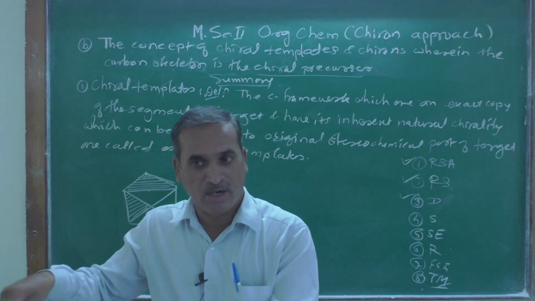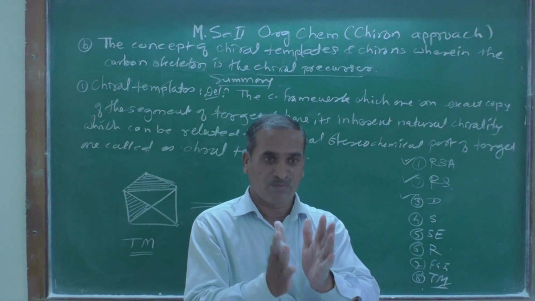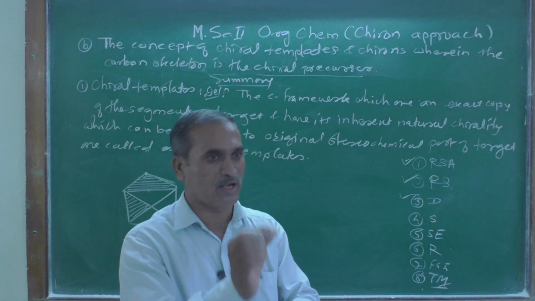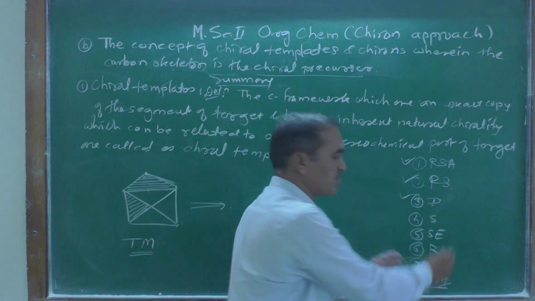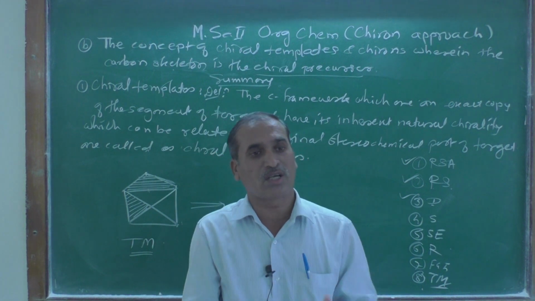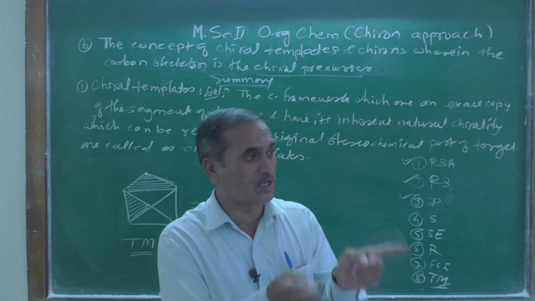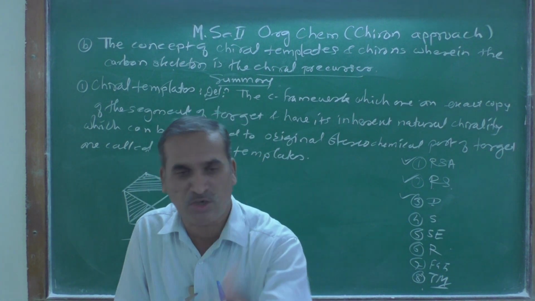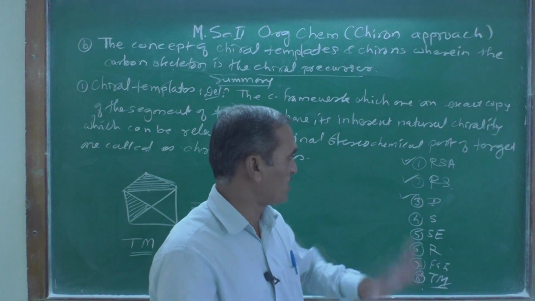We are not going to go anywhere randomly. We are fixing our route. We are using the Chiron approach as a route to reach the target molecule. And disconnection, as we know, is an analytical operation of breaking the bond and converting the target molecule into possible starting materials.